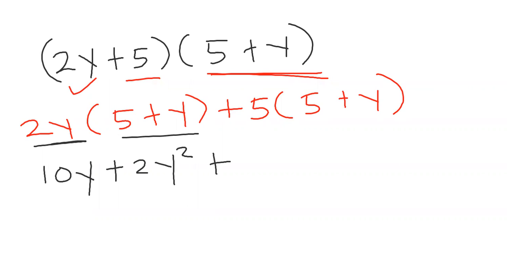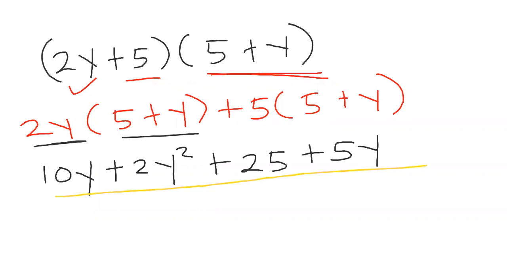Then we move on to the other side. 5 times 5, it gives us a 25. Then 5 times y, it gives us a 5y. So like I said, if you have done it correctly, we should have 4 terms. 1, 2, 3, 4. We should have 4 terms.